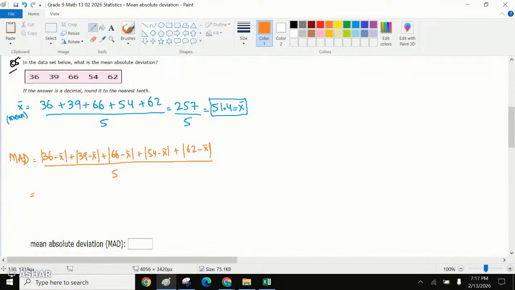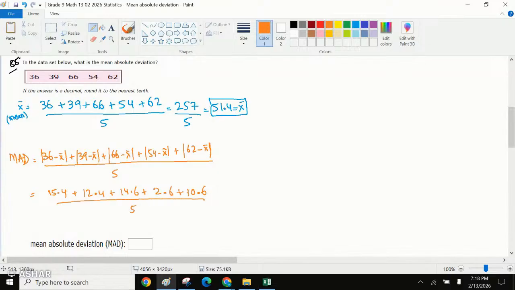36 minus 51.4 is a negative, but we write it as positive. It becomes 15.4. 39 minus 51.4, negative, but since of modulus, we write it positive. 66 minus 51.4, that is 14.6 positive. And 54 minus 51.4, that still says positive, that is 2.6. And the last, 62 minus 51.4, that's still positive, that is 10.6. The whole value is divided by 5.